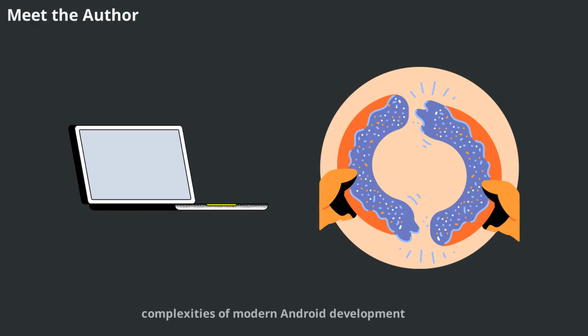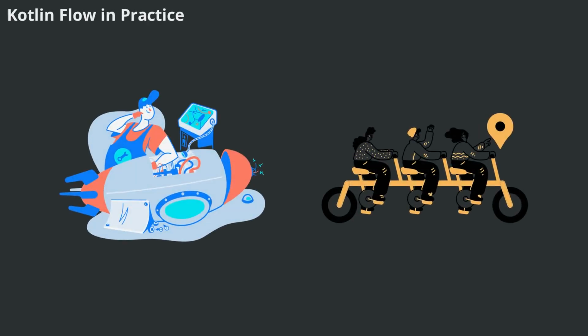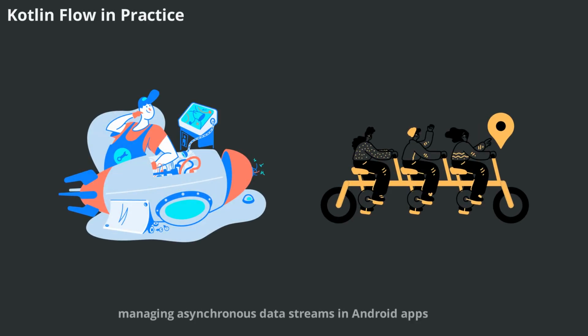Kotlin Flow is a powerful tool for managing asynchronous data streams in Android apps. By understanding its limitations and the solutions provided by channel flow and callback flow, you can build more robust, maintainable, and scalable applications. Always choose the right builder for your use case.